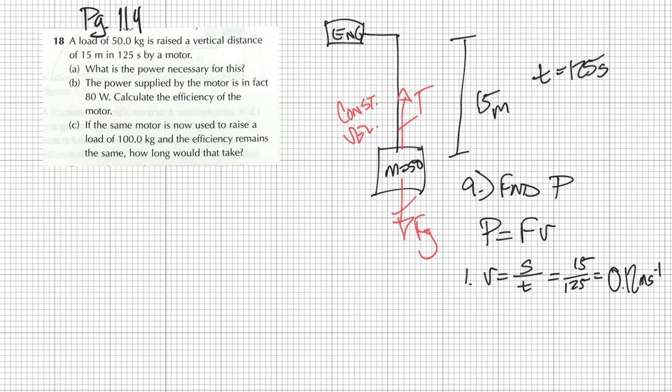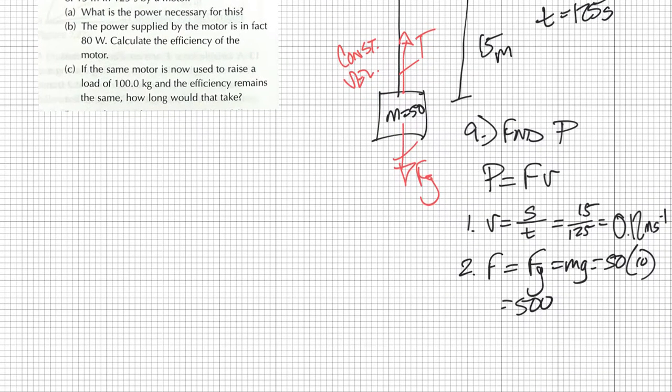And then the second part is understanding what is my force. Because the tension force and my force of gravity would be the same, I could then say that the force is going to equal that force of gravity, right? So F is really the force of gravity, which is mass times gravity, which is 50 times 10. So my force is going to be 500. Then the power that would be required would simply be 500 newtons times my velocity of 0.12, and that is going to be 60 watts.